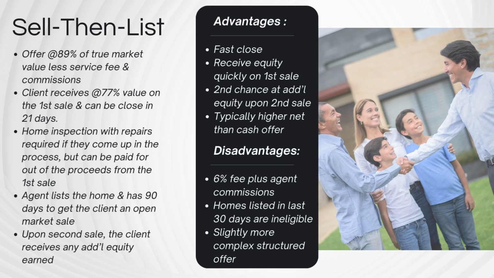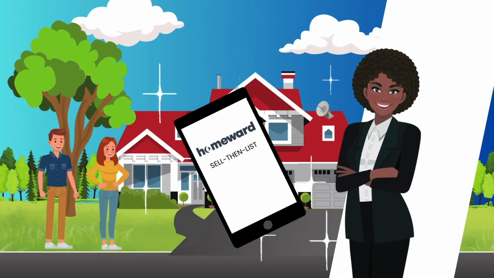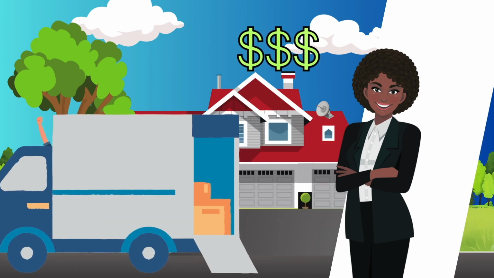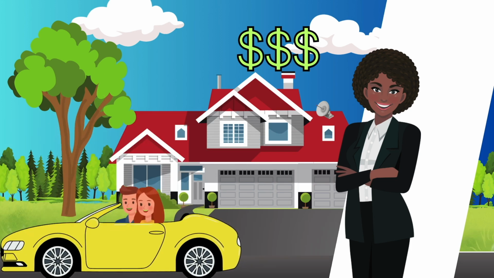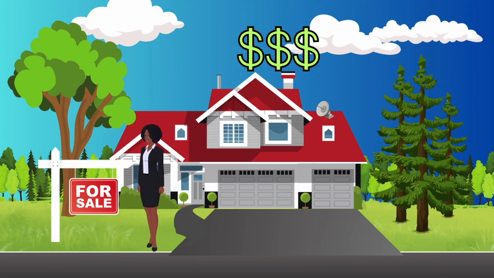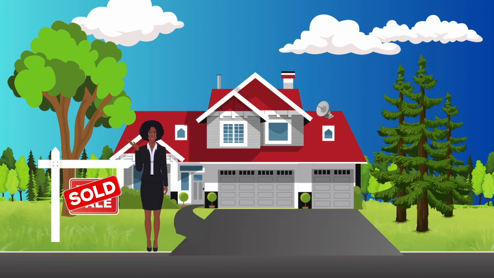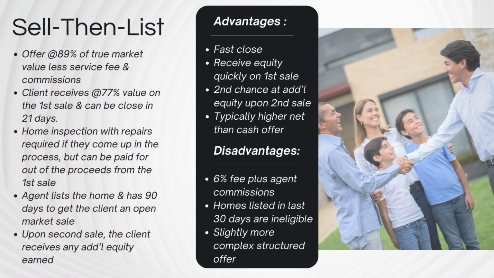The next product that we have is called Sell Then List. It's a newer style of product. It's very interesting. HomeWorks is the one doing it. I've seen some investors do this as well. Basically, the way that it works is that the client is going to receive part of their equity up front. The company, HomeWorks, buys the house. You then list the house, and you have 90 days to sell the house on the open market for full market value. The client then gets a second bite of the apple when you sell that home on the open market. But in order for HomeWorks or other people to do these types of programs, they're going to make their money on a service fee or convenience fee for doing this.